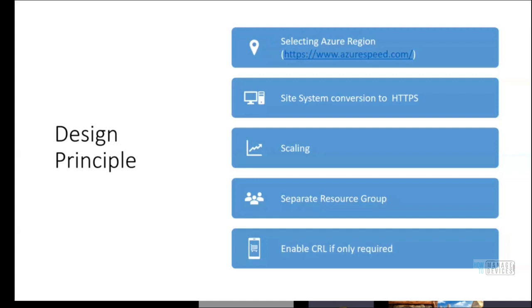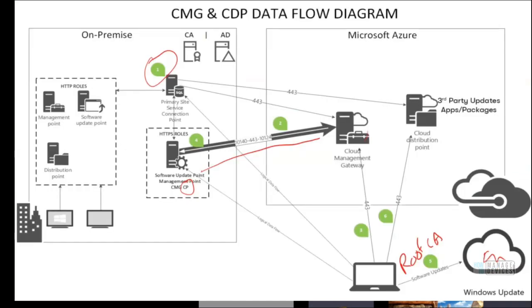Is a management point needed on Azure? No, you don't need a management point on Azure. The cloud management gateway acts as a reverse proxy. So all the requests coming from the client, it is redirecting to the CMG connection point, and the CMG connection point is redirecting that to the required management point and software update point.